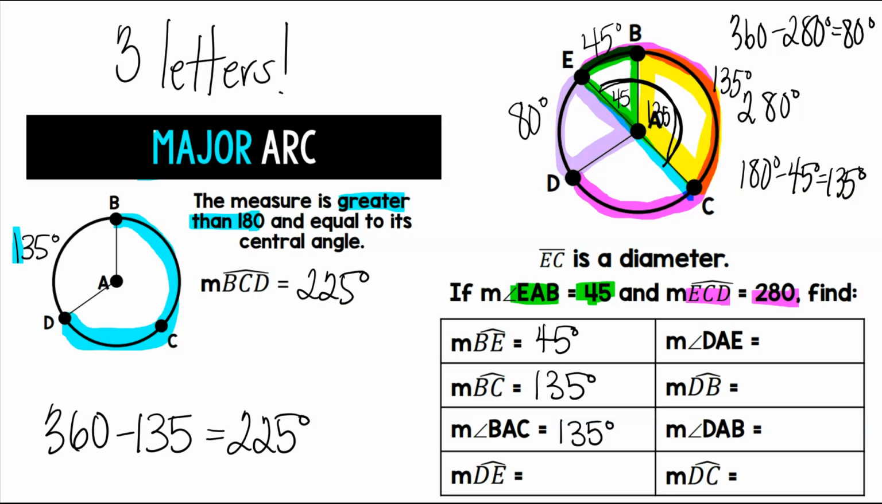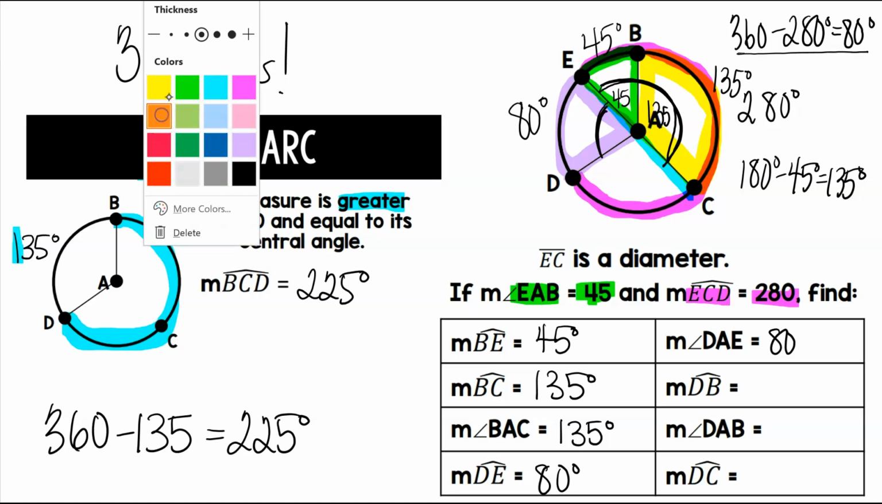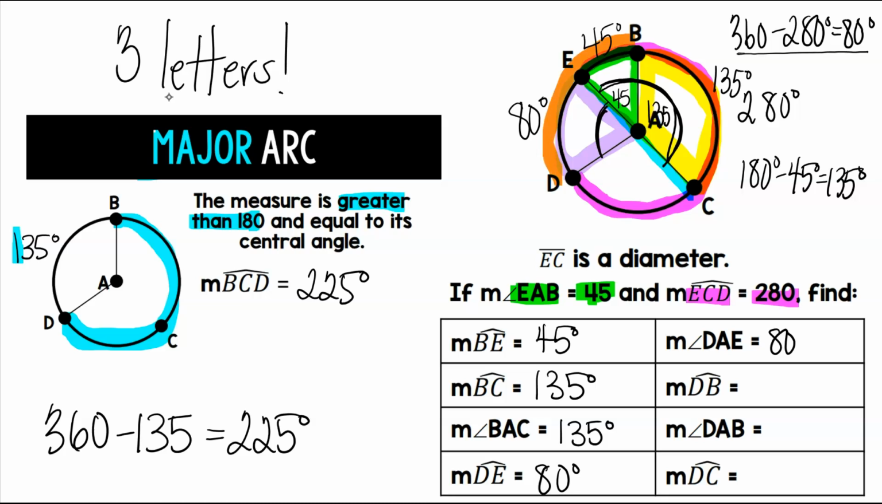Now we have arc DE. We already found arc DE by finding the rest of the circle, so arc DE is 80 degrees. Angle DAE will also be 80 degrees because it is the central angle to that intercepted arc. Now we have arc DB, only 2 letters, therefore it's a minor arc. And arc DB starts at D and will go through E to B because if we went the other way around, it would be more than 180. So therefore that's going to be 80 plus 45, which is 125.